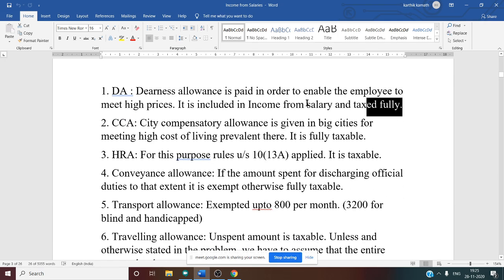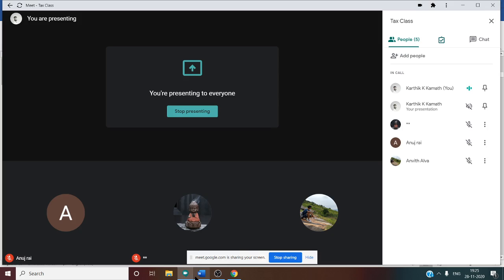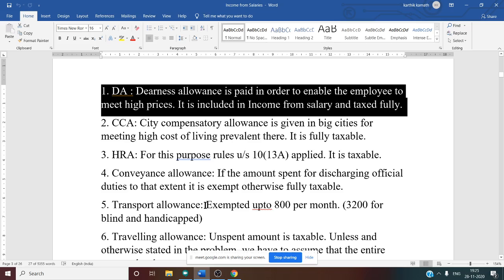First one is common, that is DA. DA is nothing but dearness allowance. It is paid in order to enable the employee to meet the high prices. Suppose the cost of living in the city is more, in that case DA is provided by the employer. It is included in income from salary and taxed fully. One thing you have to know while we are discussing allowance is whether it is fully taxed or not. Sometimes the unspent amount is taxable. Sometimes only personal usage is taxable. Official usage is exempt. That we have to see now.